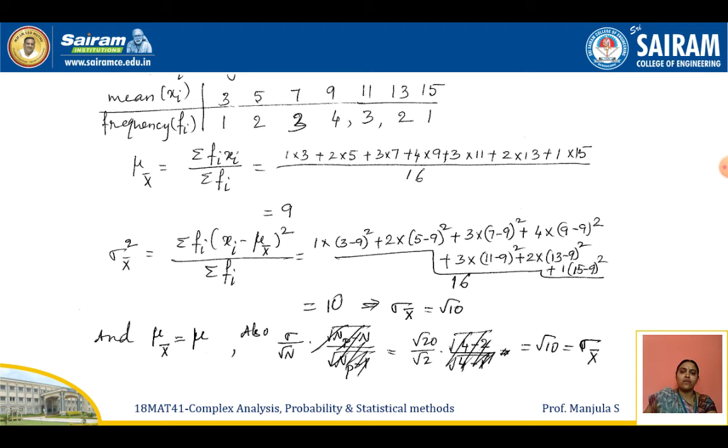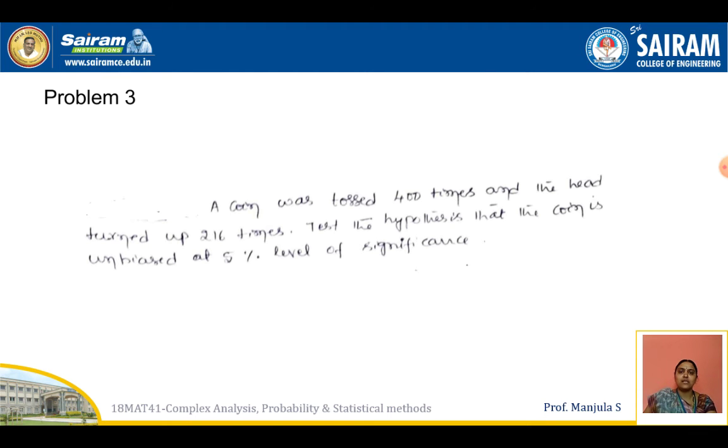Now we'll go for verification of this mean and standard deviation. You just see the formula: mu is equal to mu x bar, and we are getting the solution as 9. And one more formula is sigma x bar is equal to sigma divided by root n. All these values are there. If you substitute, we are getting the solution as square root of 10. So the formula is also verified. Now we'll see the next problem.